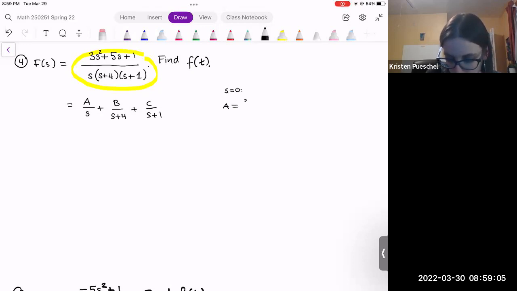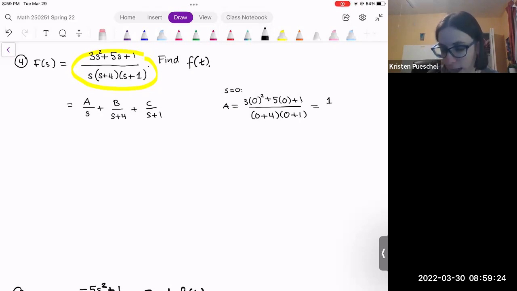Okay, so that gives us 3 times 0 squared plus 5 times 0 plus 1 over 0 plus 4 times 0 plus 1. Anything times 0 is 0, so the first 2 terms in the numerator just go away, and we've got a 1. And in the denominator here, we have 4 times 1. So that simplifies down to just being 1/4.